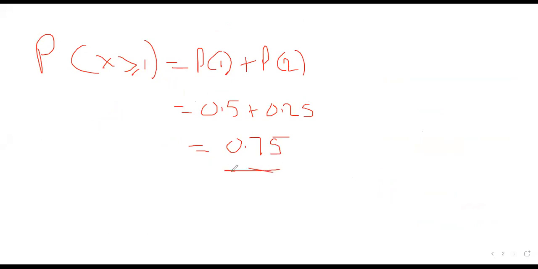If they ask you to find the probability of at most 1, it means 1 and below. 1 and below. Any questions?